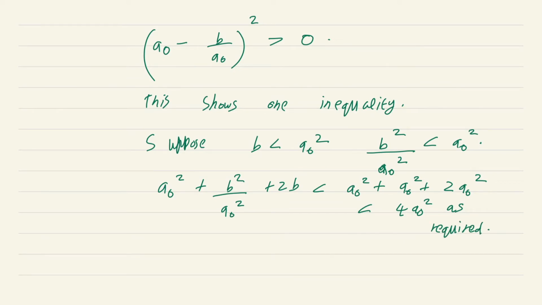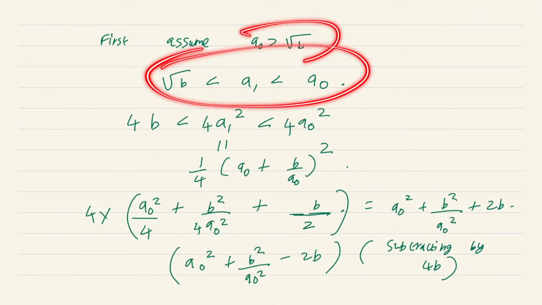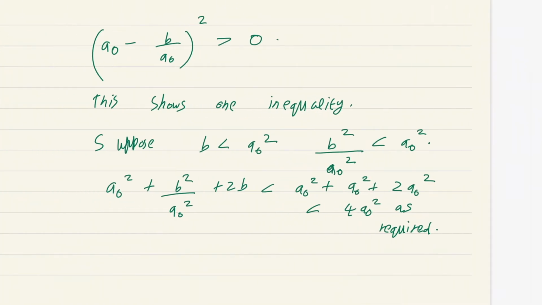So if you start with an initial guess a naught such that a naught squared is strictly greater than b, then it turns out that one iteration of Newton's method gives you an a1 that's strictly greater than square root of b, but is less than a naught. Okay. So we have shown this, but this was under the assumption that a naught is greater than square root of b. How do you get rid of this assumption?